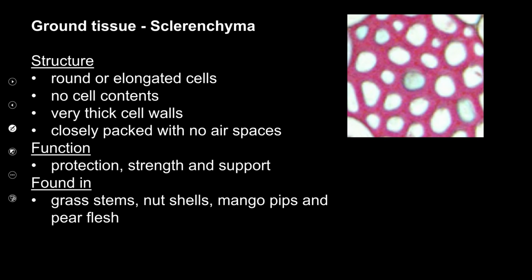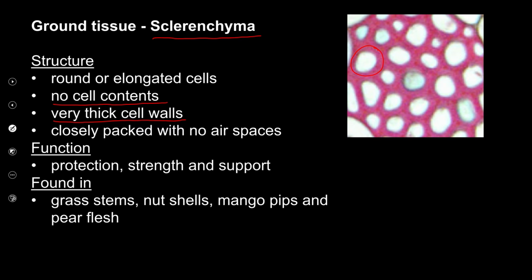Then, if those walls aren't thick enough, if the plant really needs something firm to support it, we can have cells where the entire cell wall is extra thick, and this is called Sclerenchyma cells. They have very thick walls, and also they have no cell contents. Because their walls are very thick, they do a wonderful job of support and protection.